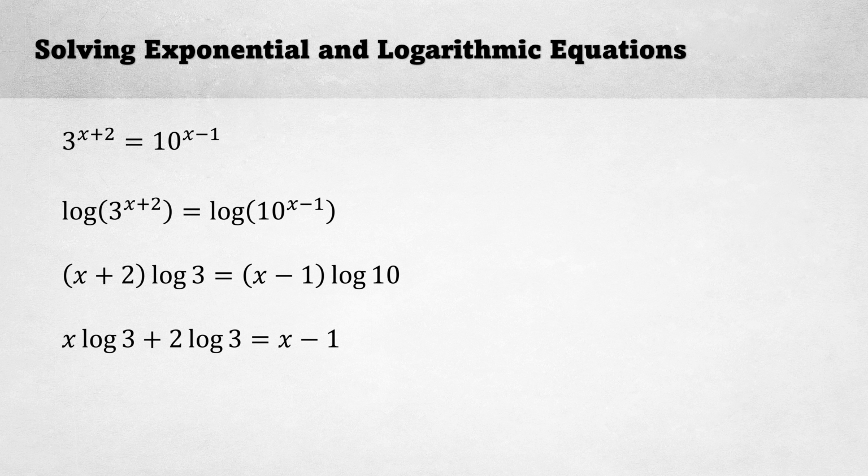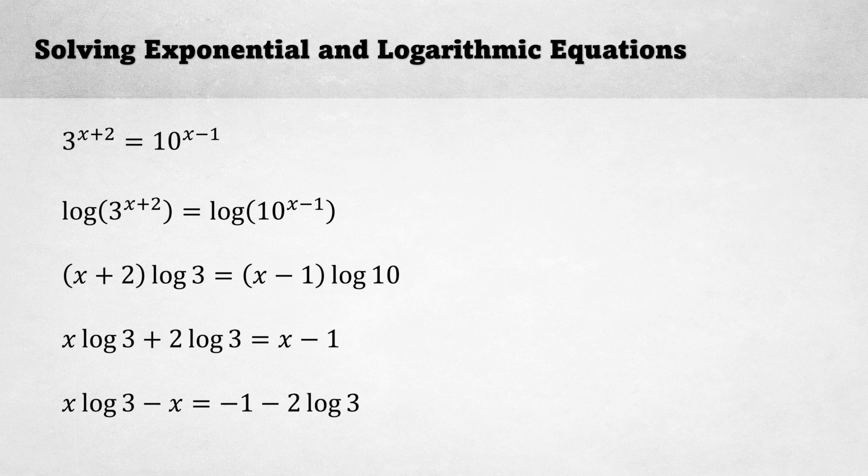And on the right side of the equation, we know that log of 10 simplifies to just 1, so we write the right side as just x minus 1. To solve for x, we want all occurrences of x to be on the same side, and everything else on the other side. So we subtract x plus 2 log of 3 from both sides to get this equation.